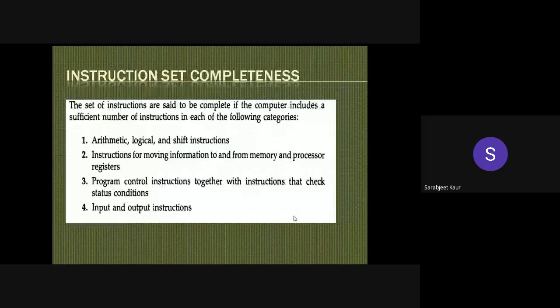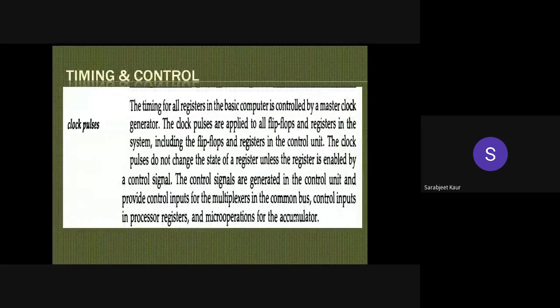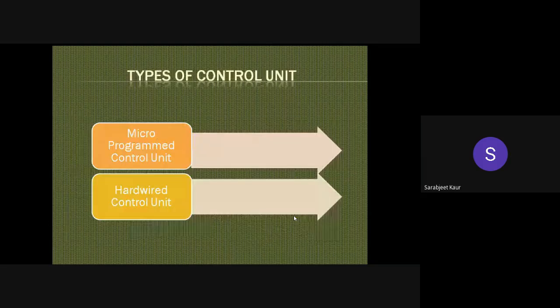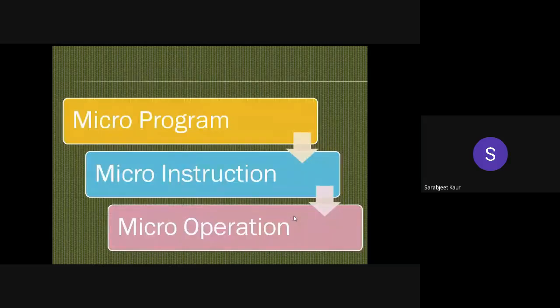In the last class, we had discussed the timing and control. So we had seen the control unit in particular. Two types of control units we had discussed. What is a microprogram? How do we go up the hierarchy, starting from micro operation to a micro instruction to a microprogram? We had discussed, right?